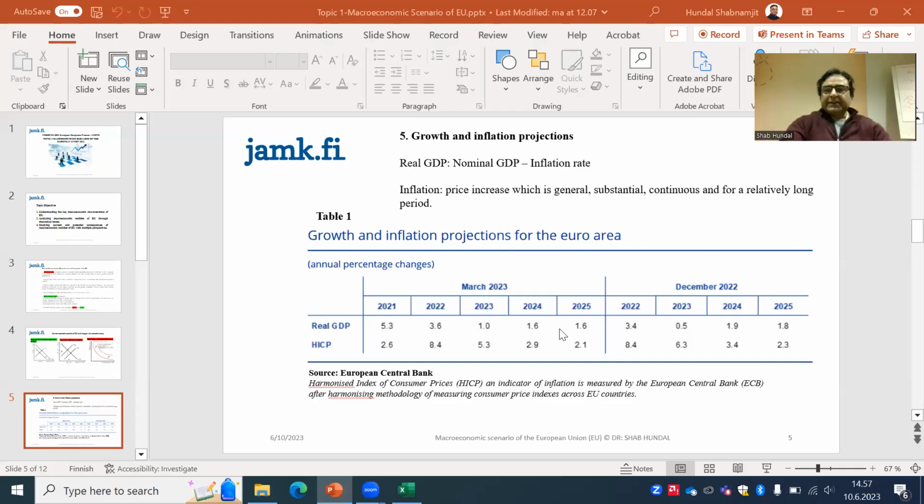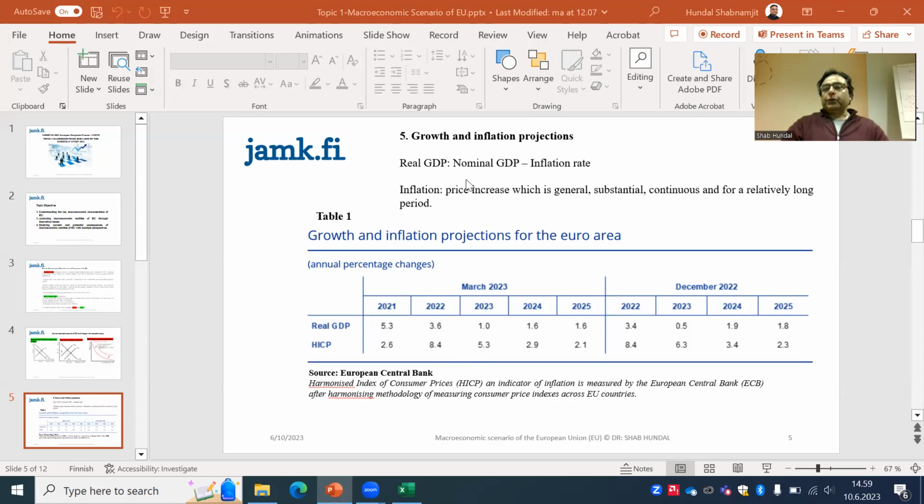The next characteristic that we see about the EU macroeconomic indicators is the growth and inflation projection. And as you can see, and I told you before, the real GDP forecast is 1% for this year, 23, and 1.6 and 1.6 for 24 and 25. That is something which we need to keep in mind.